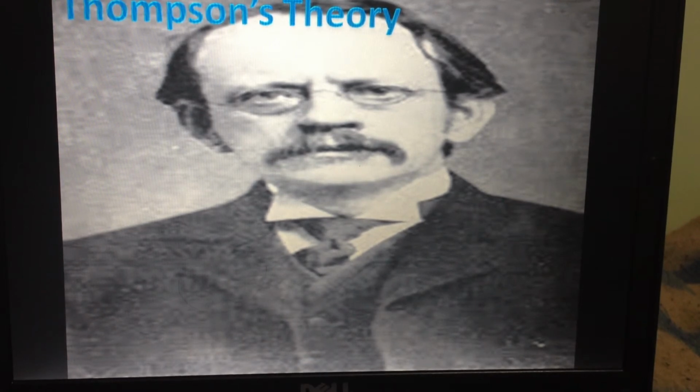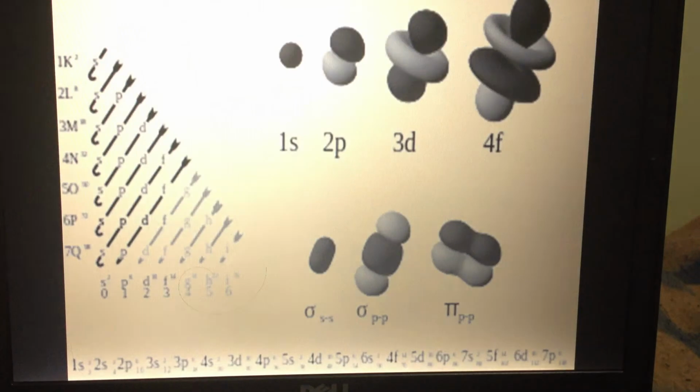J.J. Thomson's atomic theory was based on the fact that atoms are made up of small particles. He did experiments on light traveling through a tube with charged plates on its sides. He observed that the light bent towards the positive plate, thus it was made up of particles.